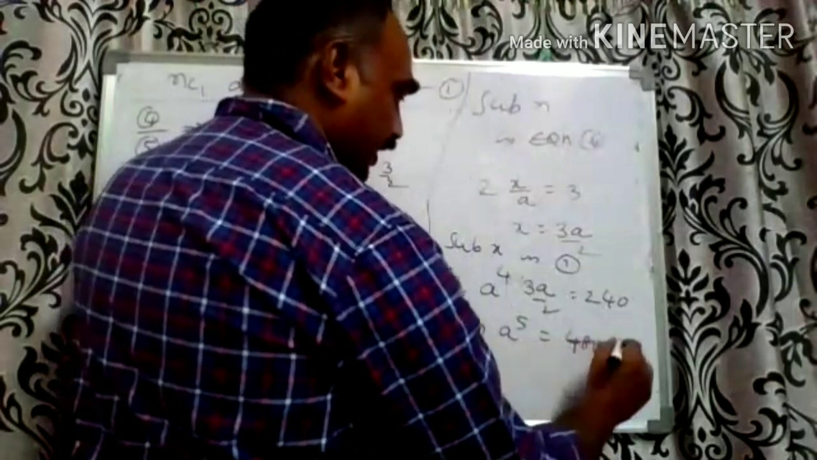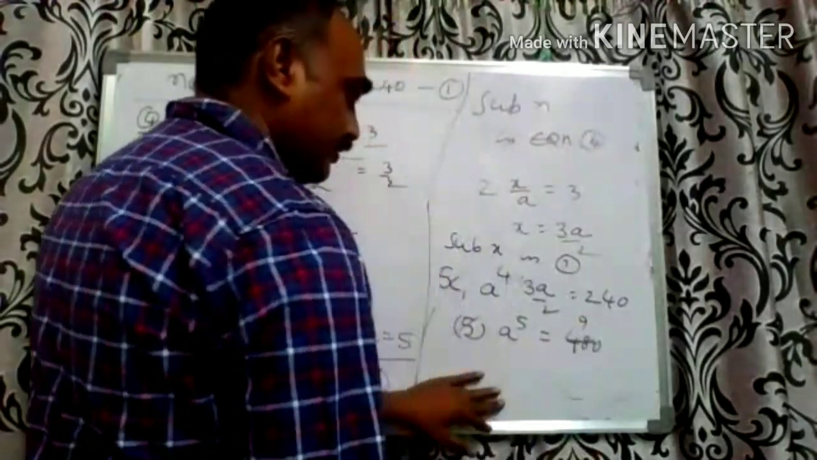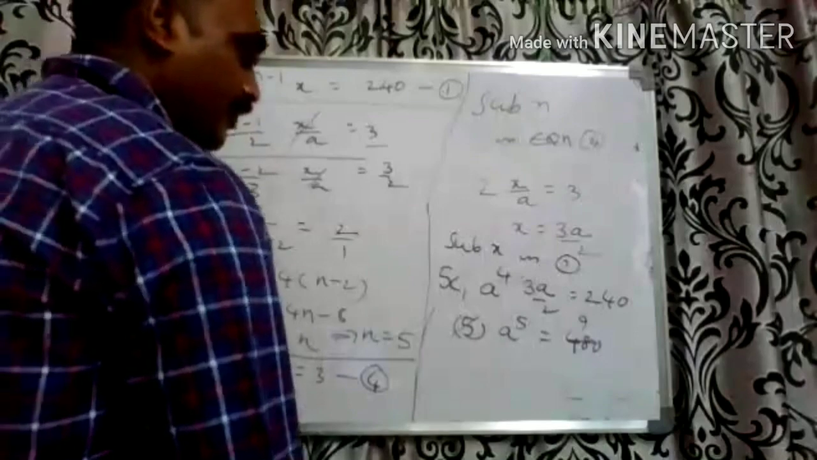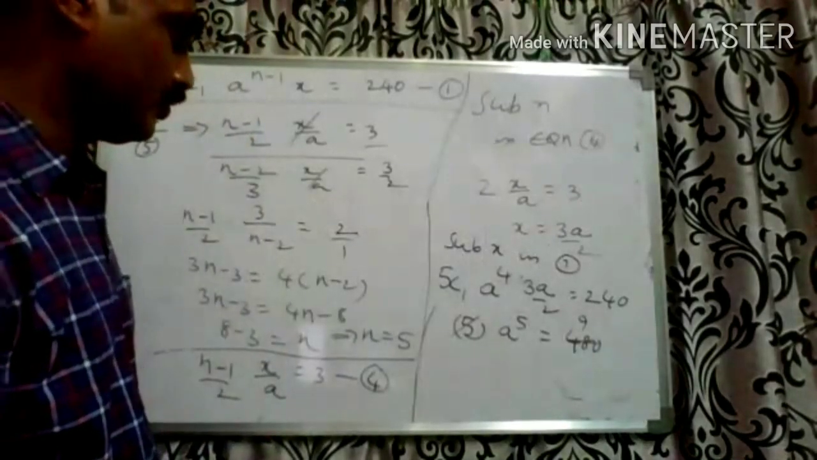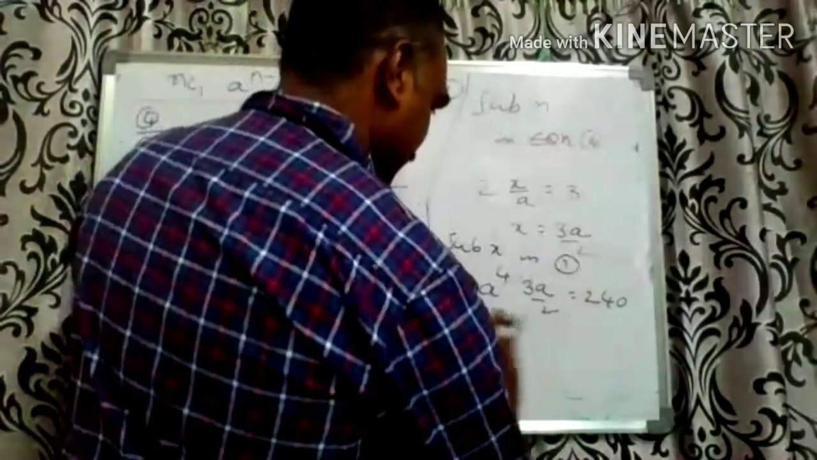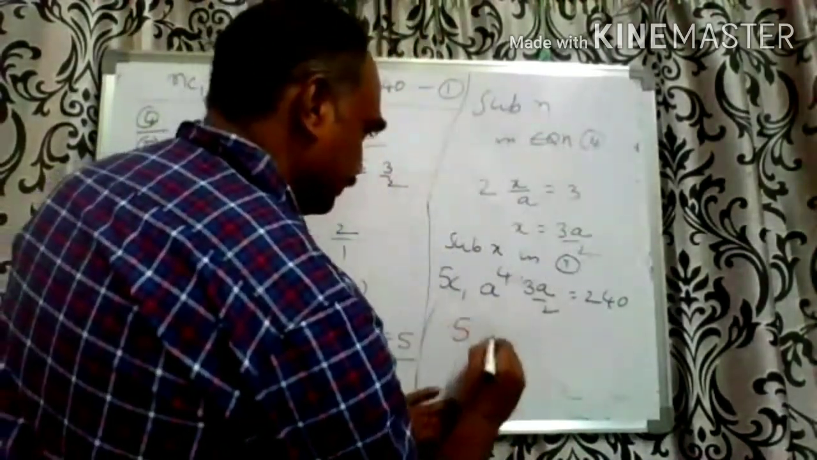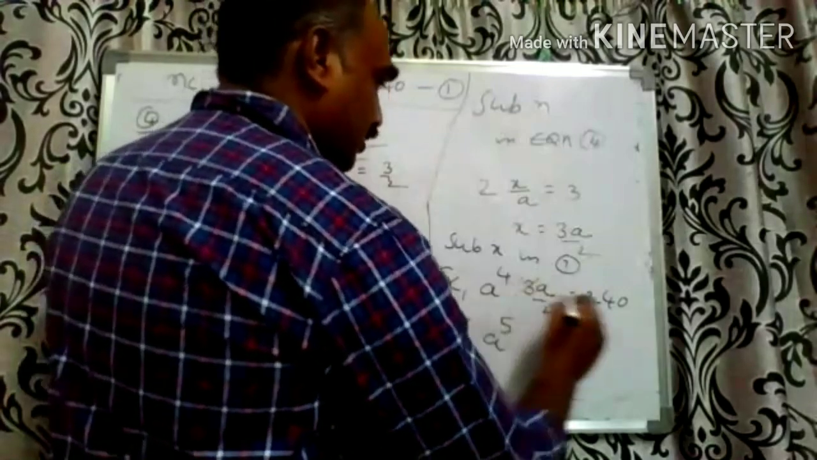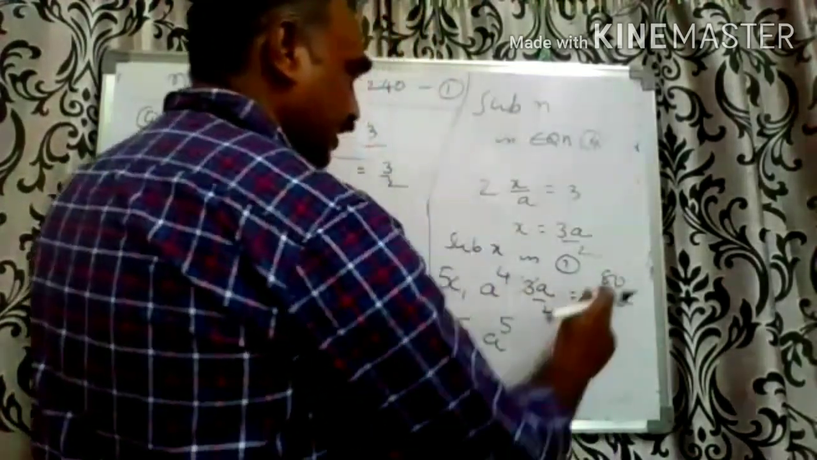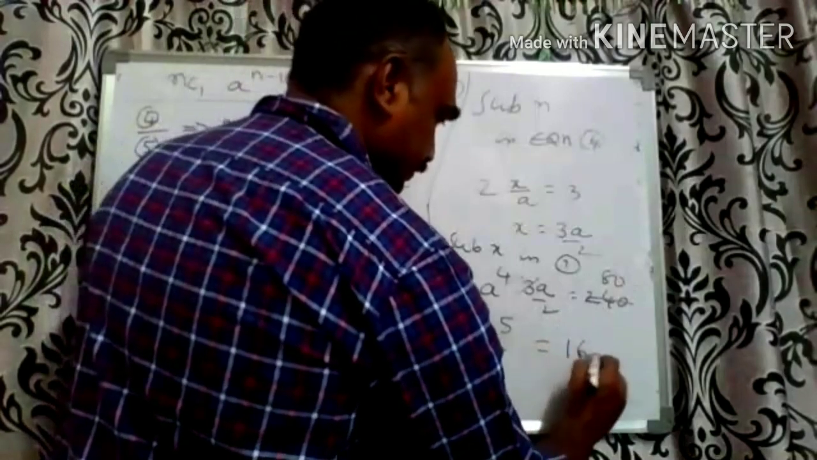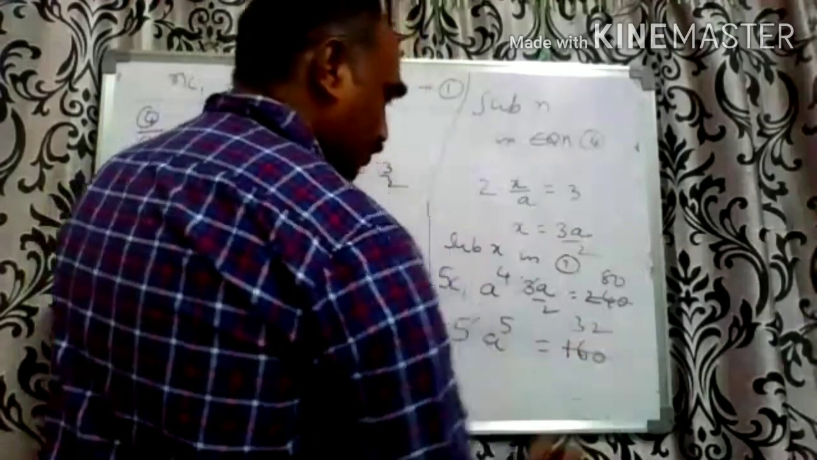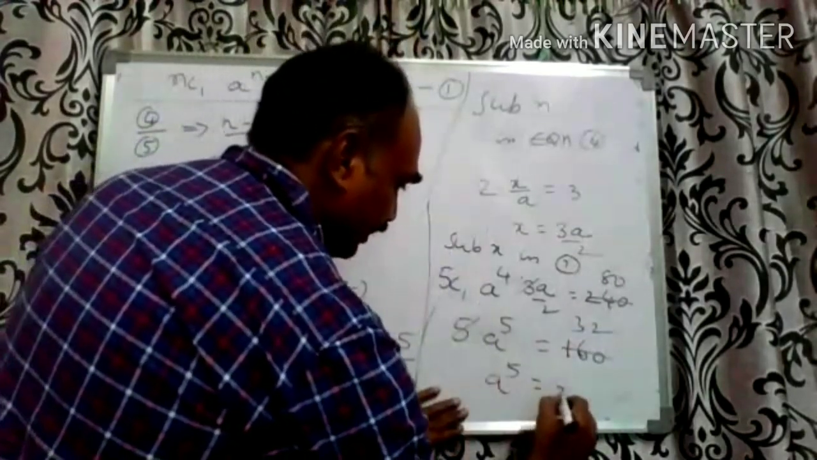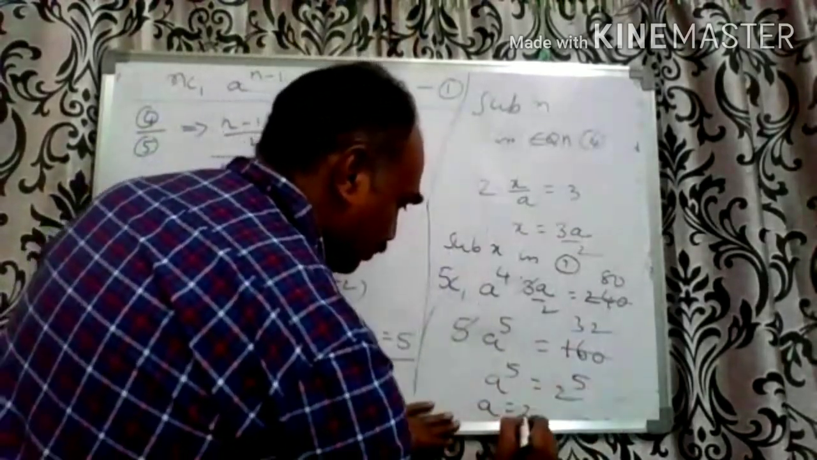5C1 is equal to 5. a power 5 is equal to 240 into 2, 480, divided by 15, is 32. a power 5 is equal to 32. So 32 is equal to 2 power 5. a is equal to 2. n is equal to 5.